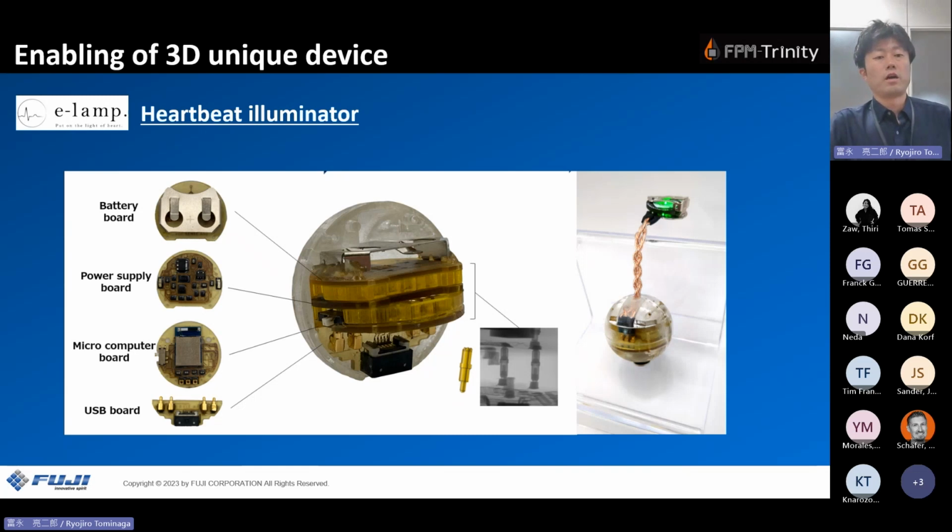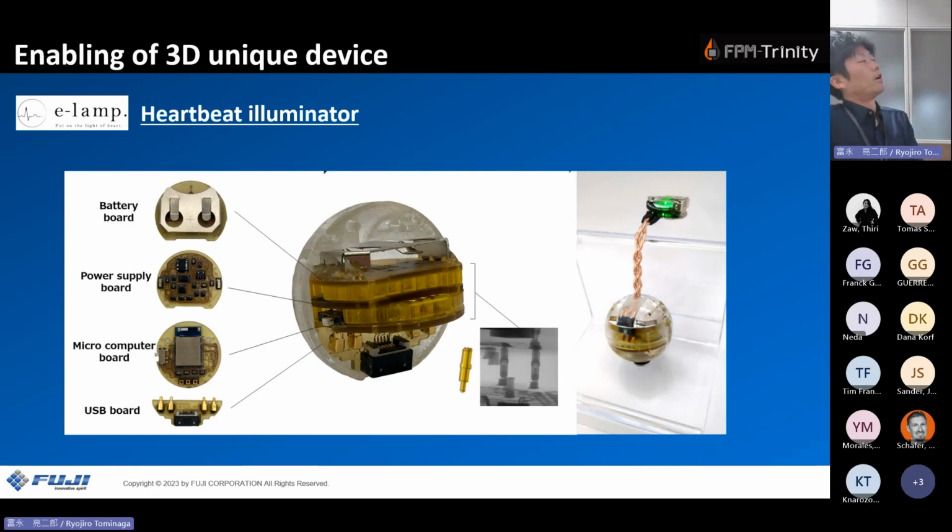The 3D device is one of the targets. This is an example to make the heartbeat illuminator, which has a spherical structure. And in this structure, we made some multiple boards and connected those boards via spring pin probe. And this pin is embedded in the interposer. It's also made by our printer. So by designing the 3D CAD and dividing it into multiple boards, it is a very effective approach for AME and our machine to make some unique 3D device.